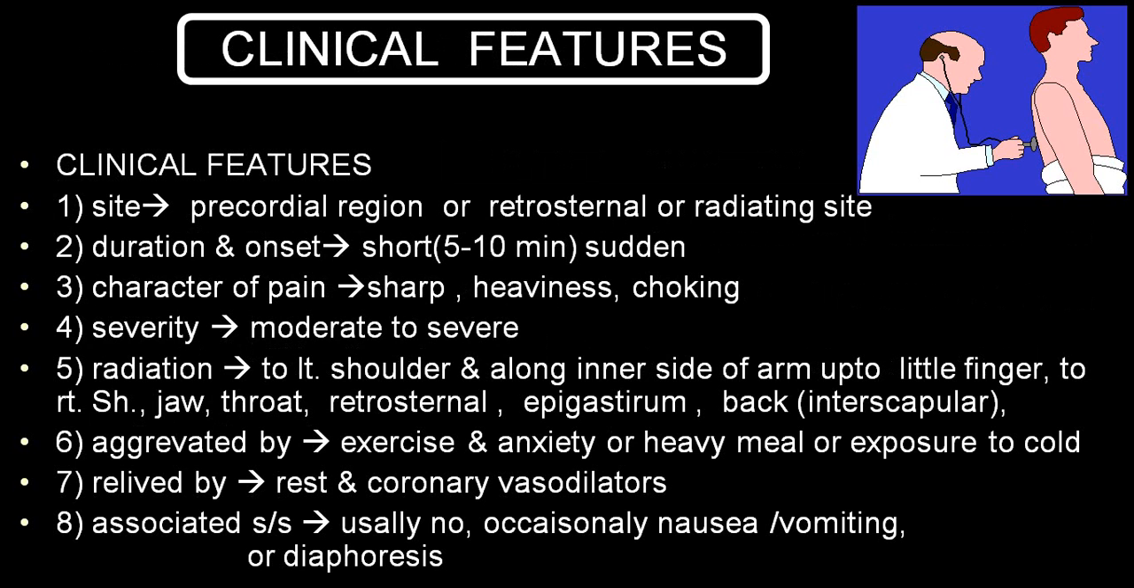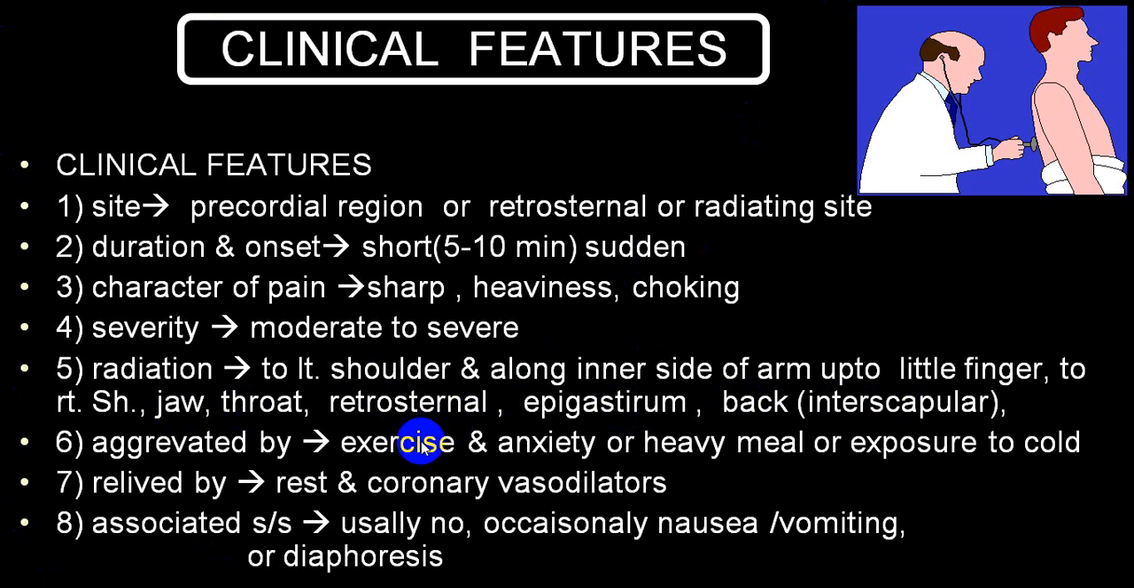Classical angina, precordial pain lasting for 5 to 10 minutes, sharp heaviness in the chest, choking sensation, severity wise mild to moderate, very rarely severe, radiates to left shoulder all along the inner side of the arm up to little finger. It can radiate to right shoulder, it radiates to jaw, throat, retrosternal, epigastrium, or may radiate to interscapular region, paravertebral region on the back side.